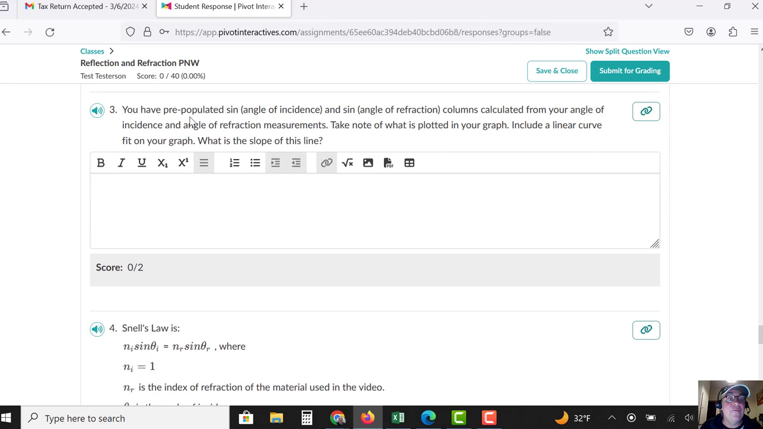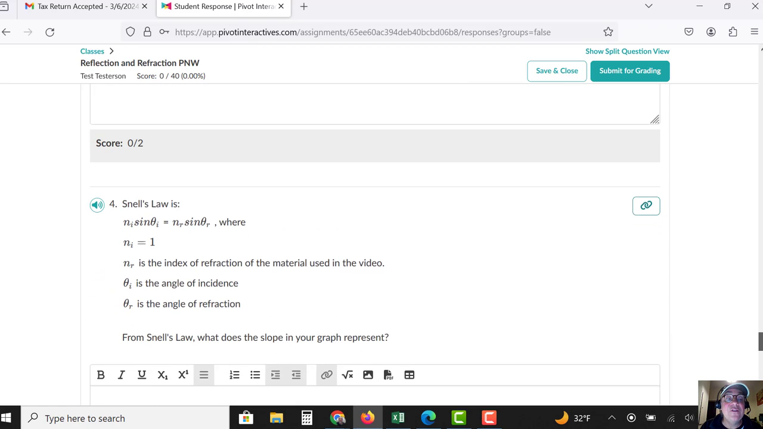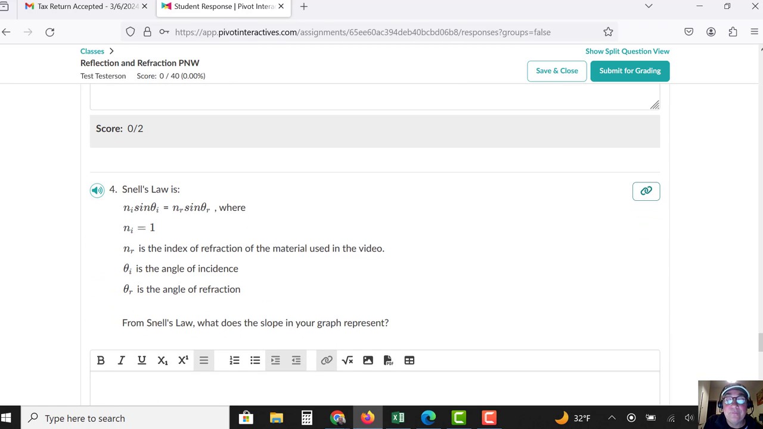You have pre-populated sine of angle of incidence and sine of angle of refraction columns calculated from the angles that you measured. Take note of what is plotted, so take a look at the graph. Include a linear curve fit of the graph, and then what is the slope of this line? So the same thing, once you get your graph, you can put the equation of the line on there and get the slope. So why do you need to get the slope? Let's take a look at that.